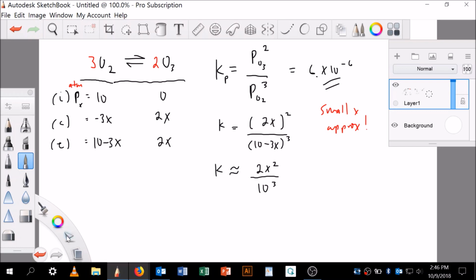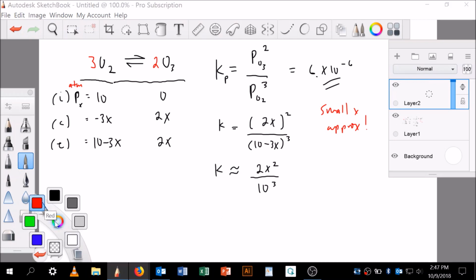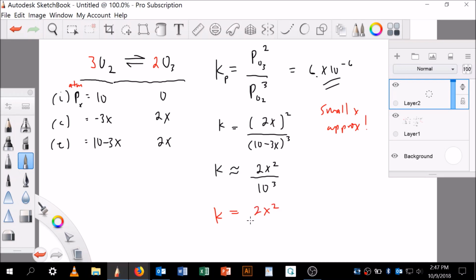And that's what k is. So what I want to do is I want to take this and bring my new layer up, bring my new layer up, and write this again, because I want to disappear the front layer, okay? K is equal to 2x squared over 10 to the third, or that's what we're going to treat it as.